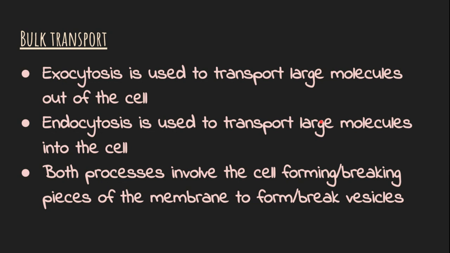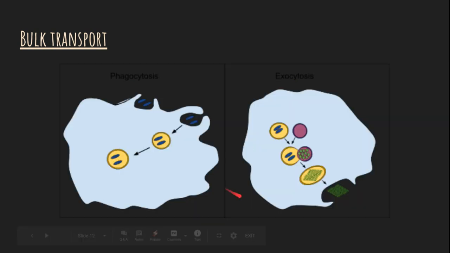For bulk transport, we have two types, exocytosis and endocytosis. Bulk transport means exactly what's suggested in the name: it transports really, really large molecules. Exocytosis means exit, you see this EX here, and it's used to transport large molecules out of the cell. Endocytosis has that EN, for enter, so it transports large molecules into the cell. Both of these processes are very similar to each other, and they involve the cell forming or breaking to form vesicles.